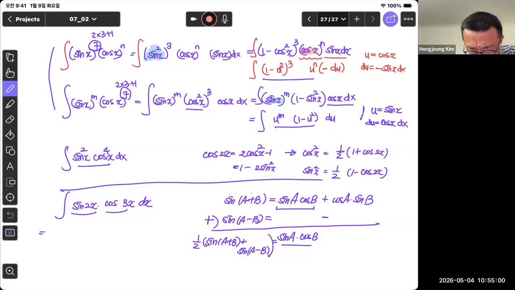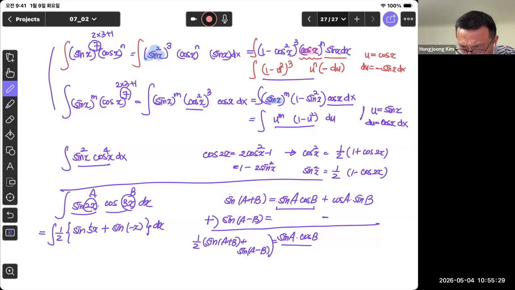So the integrand is 1/2 of sine, where A is 2x and B is 3x. So their sum is 5x plus sine A minus B, which is minus x, dx.